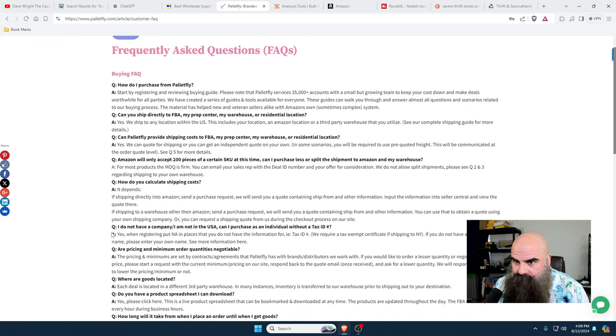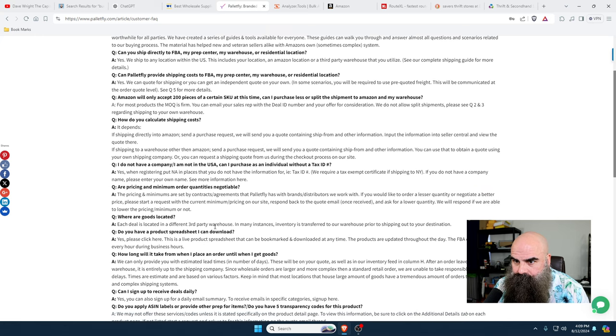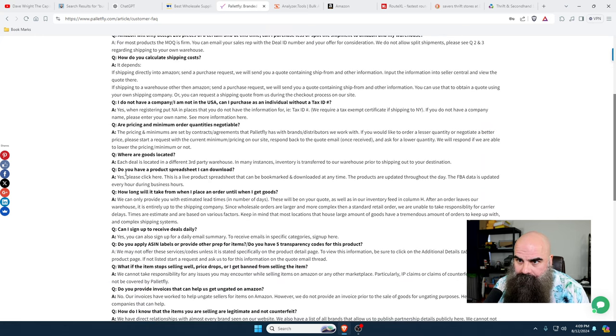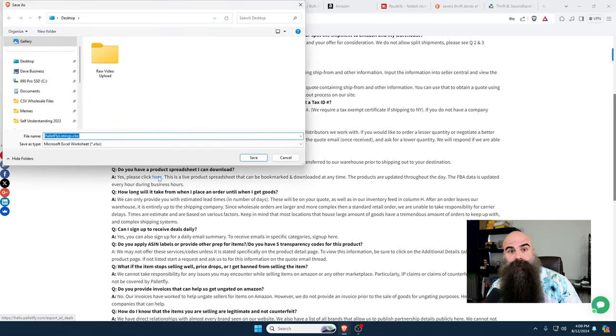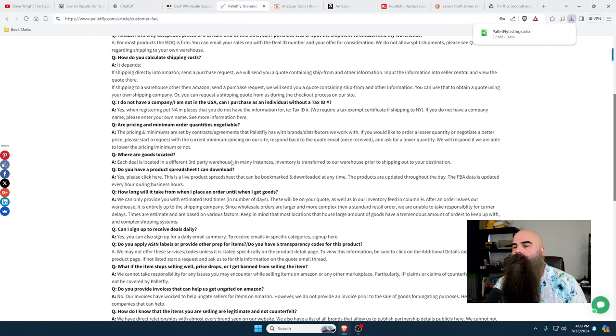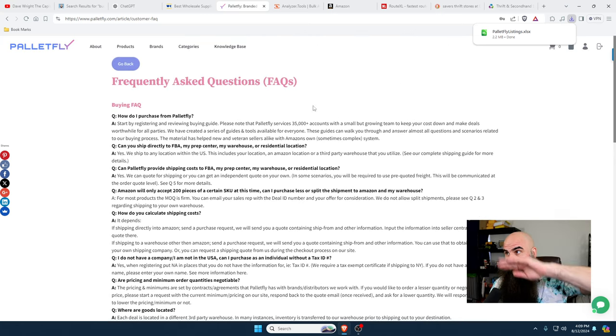What we're looking for is if they have a spreadsheet, and here it is. Can I have a product spreadsheet I can download? Yes, please click here. Bam. So now we're on Palletfly. You found that this particular site will ship to Amazon for you. And they have this spreadsheet here. So we're going to download this to my desktop. Now we have all their products on a spreadsheet on our computer.